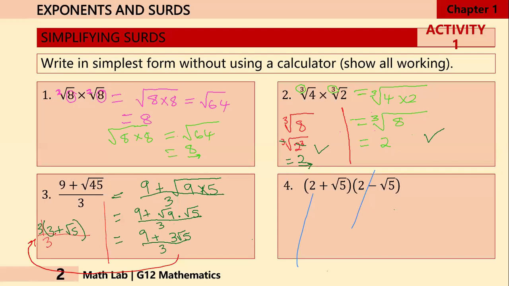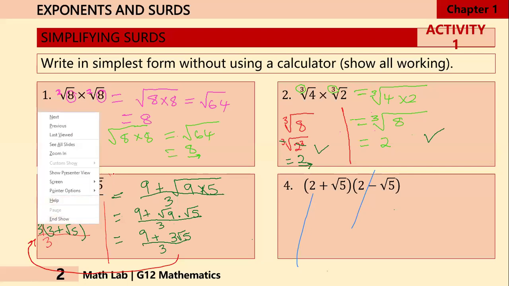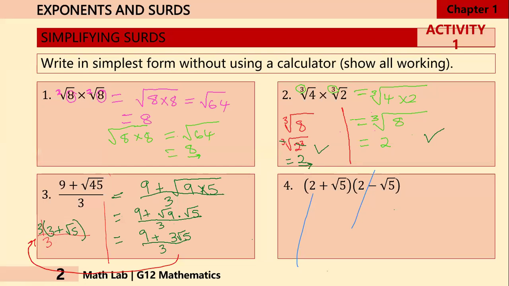Then this 3. Okay, let me change the pen. This 3 is going to cancel this 3. Yes, they're going to cancel each other, and then we'll be left with 3 plus root 5, and that will be our final answer. So this 3 cancels this 3, leaving root 5. This is our final answer. Remember, 3 and root 5 are not like terms.